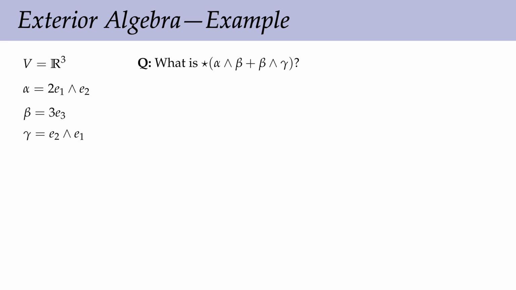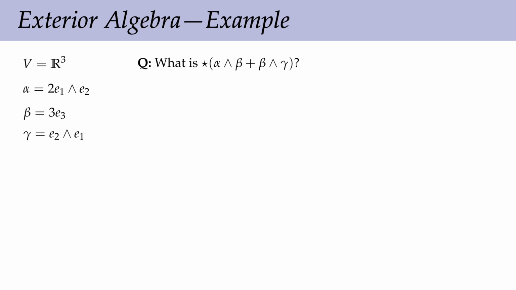Well, maybe the first thing I should do is check that this expression even makes sense, right? So I said alpha is a 2 vector, beta is a 1 vector. That means alpha wedge beta is a 3 vector. 2 plus 1 is 3. Beta is a 1 vector. Gamma is a 2 vector. That means beta wedge gamma is again a 3 vector, right? 1 plus 2 is 3.